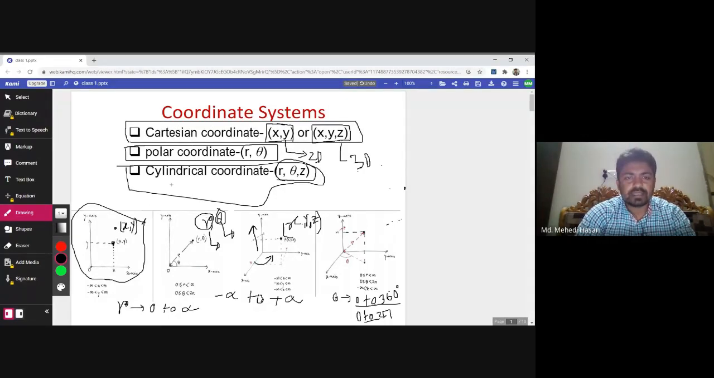Another thing is that in a coordinate system, there are 4 quadrants. Say this is the xy coordinate system. This is the first quadrant, this is the second quadrant, this is the third, and this is the fourth quadrant. If we draw a vector component, then this coordinate system is important. I will explain this later.